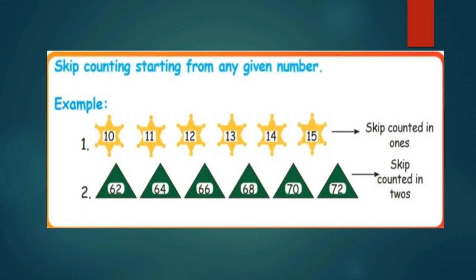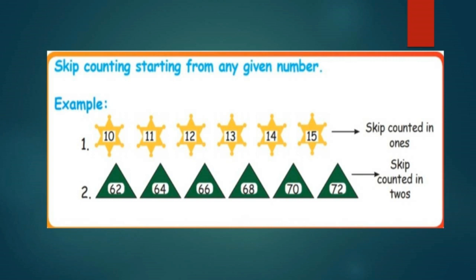The next heading we are going to see is skip counting. Skip counted in ones and skip counted in twos. Let us see one example for skip counted in ones. First number we are having 10. The next number will be 11. After 11, 12. After 12, 13. After 13, 14. Then the last number is 15.